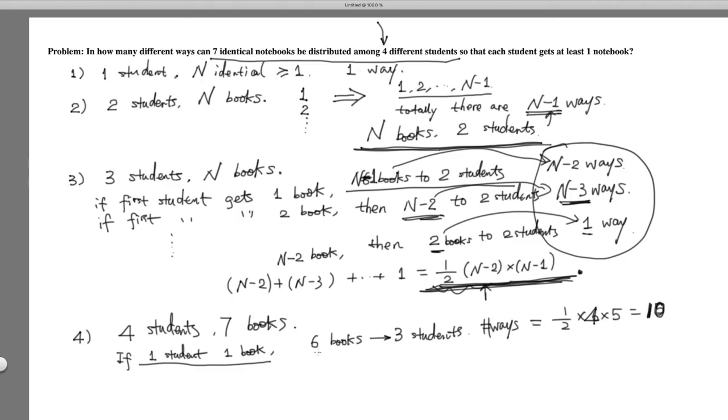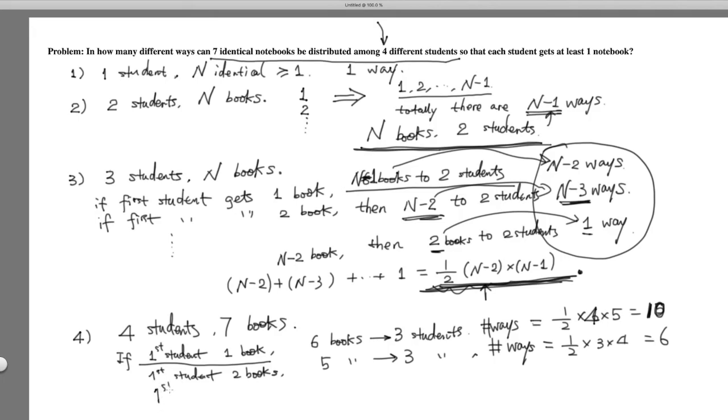If the first student gets 2 books, in this case we're going to distribute the remaining 5 books to the other 3 students. And the number of ways is, again, using this formula for distributing n books to 3 students. So distributing the 5 books to 3 students is going to be half of 3 times 4, 6 ways.